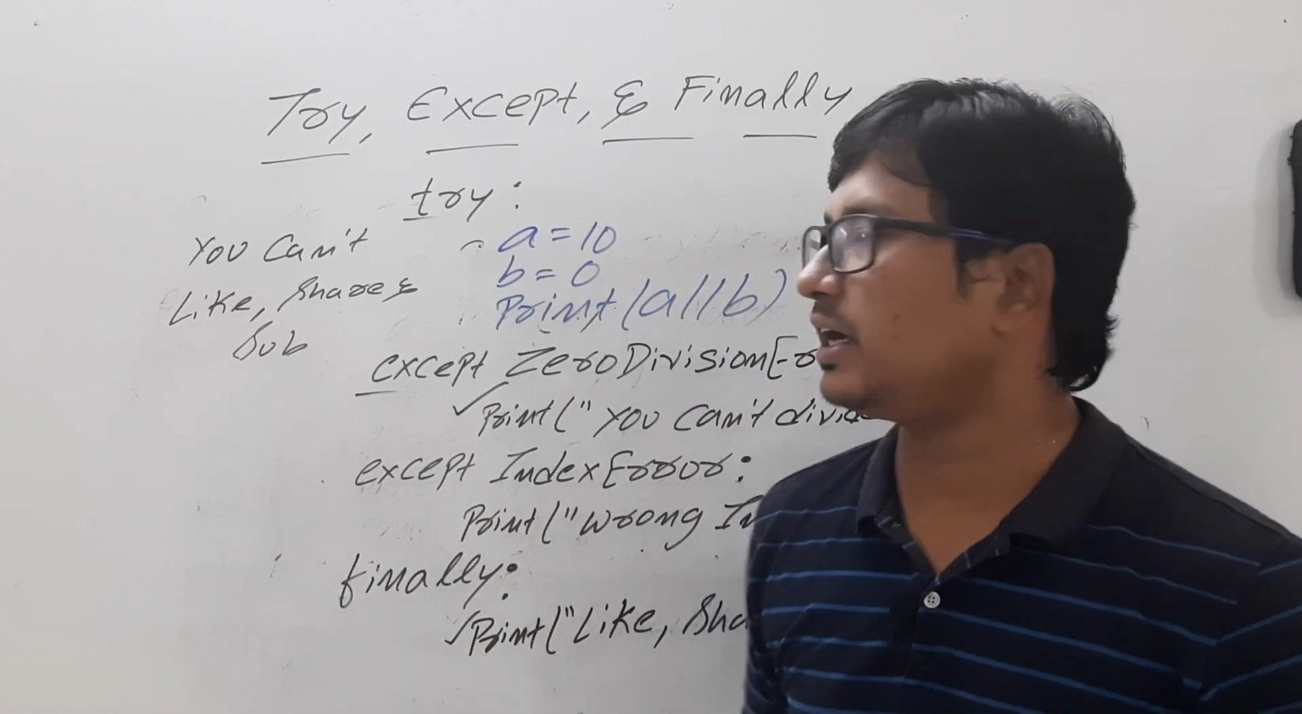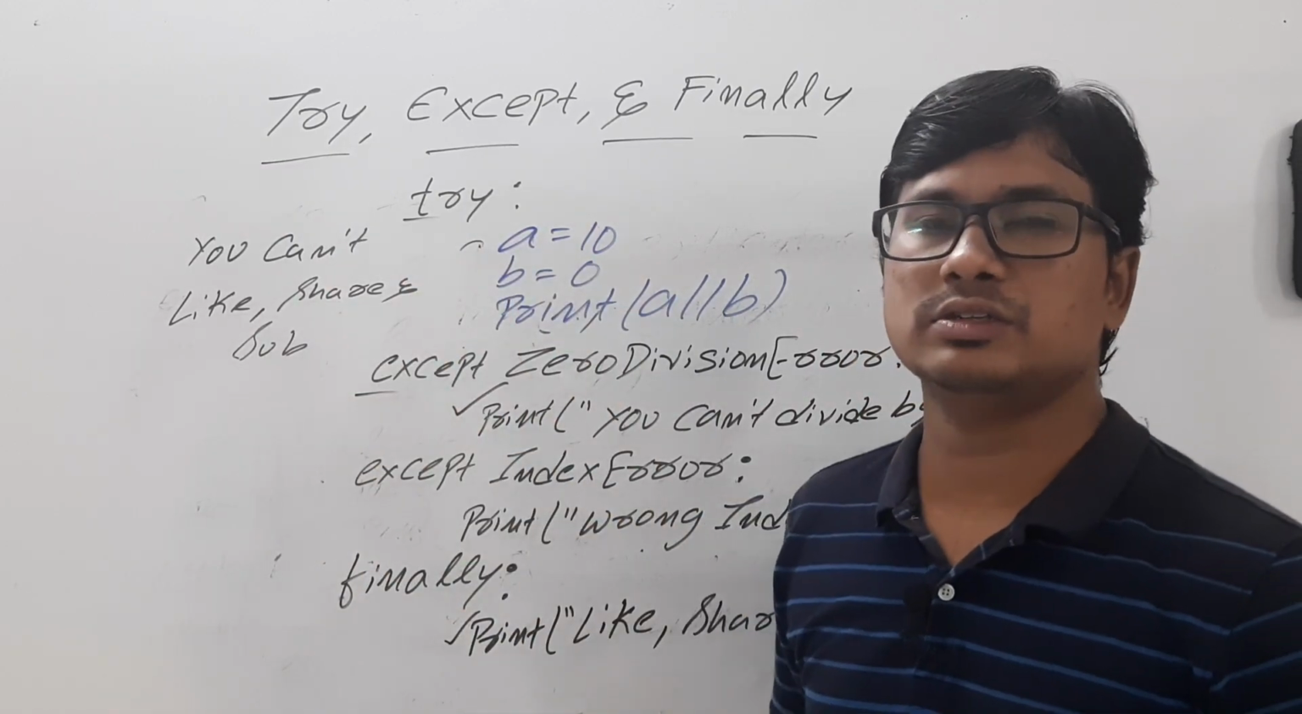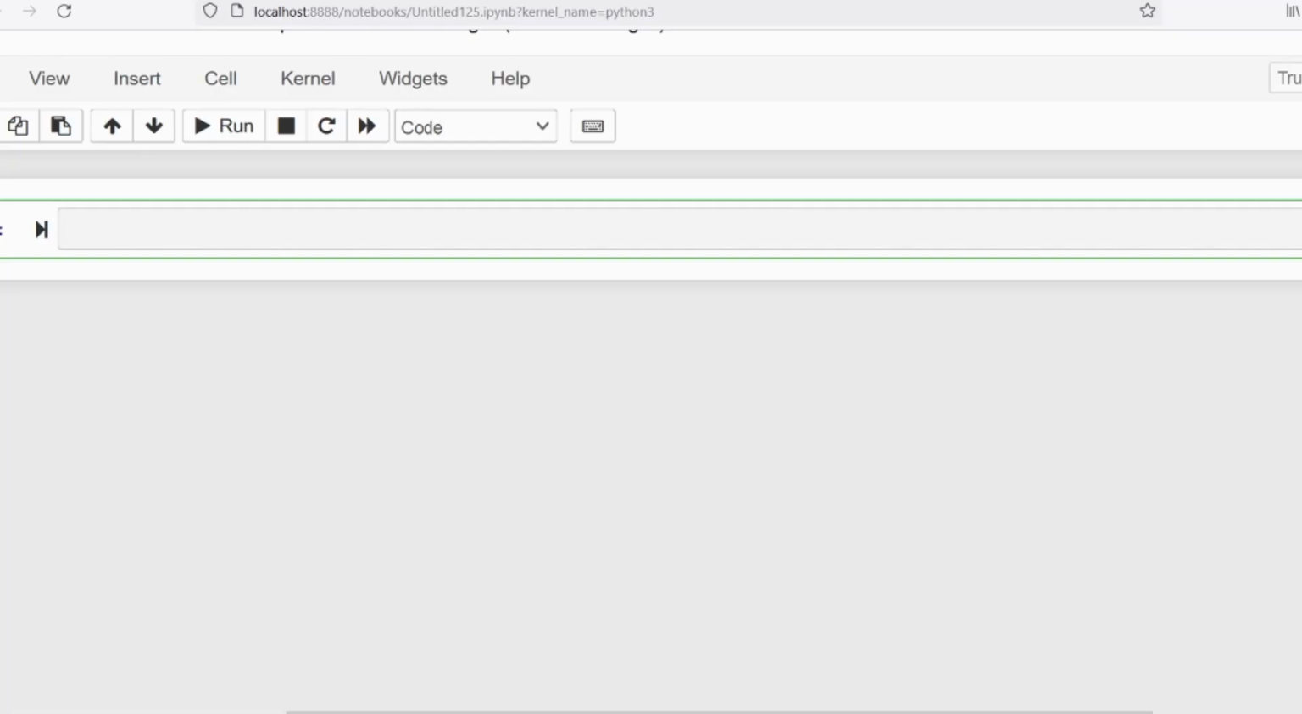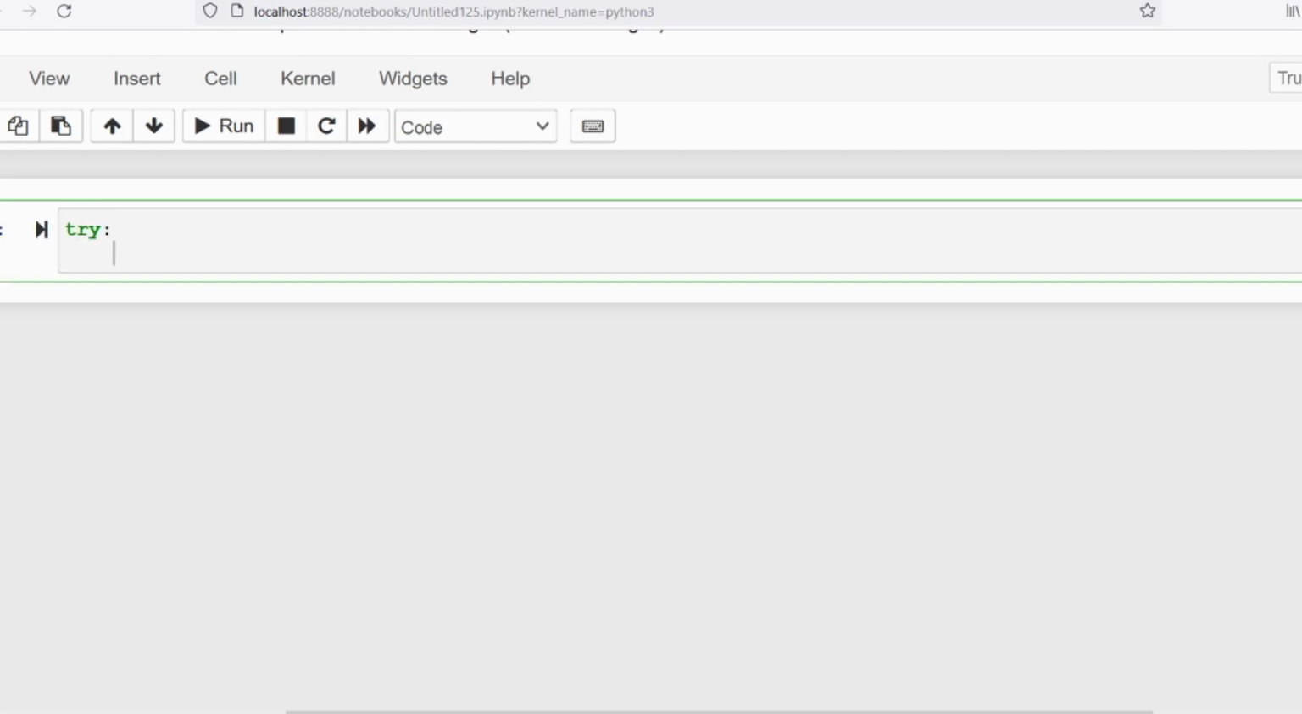For better understanding, I will discuss these concepts in Jupyter Notebook. Now, let me write the program. So first I will write the try block. In that one, I will take two values from the user.